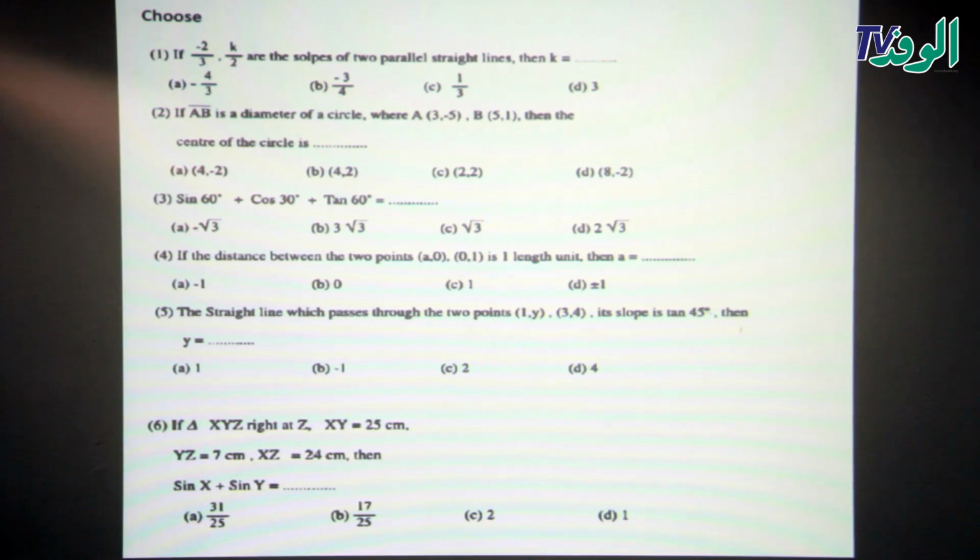Number 6. If the triangle XYZ is right at Z, then XY is 25 centimeters, YZ is 7 centimeters, and XZ is 24 centimeters. Then sine X plus sine Y equals 31 over 25, 17 over 25, 2, or 1.